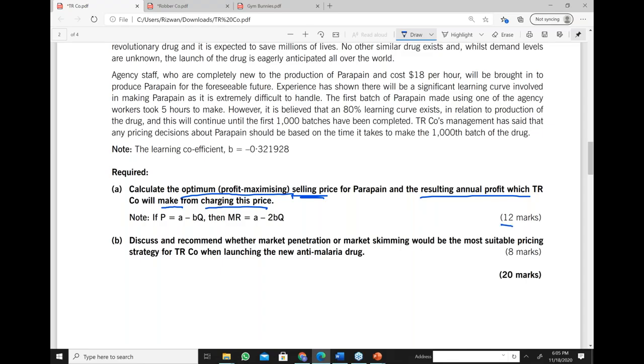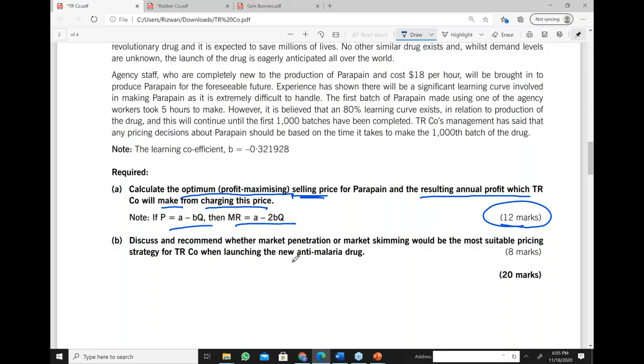12 marks. Wow. Which topic is this one? Can you tell me? Calculate optimum selling price for a product and resulting annual profit. Note if P is equal to A minus BQ, then MR is equal to A minus 2BQ. Come on, tell me which topic is this one, guys? Yeah, it's the pricing. No linear programming. It's pricing, okay?